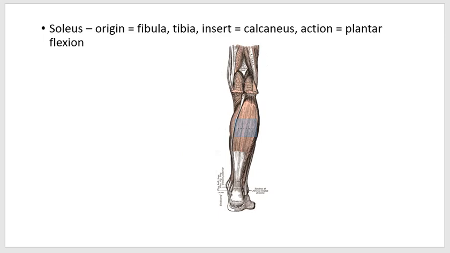Just deep to that one, you have your soleus. It has origins on the fibula and the tibia, and inserts again onto the calcaneus via that Achilles tendon. Again, this one is important in plantar flexion. So the muscles on the back do plantar flexion, and the muscles in the front do dorsiflexion.